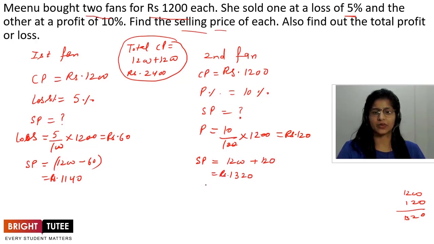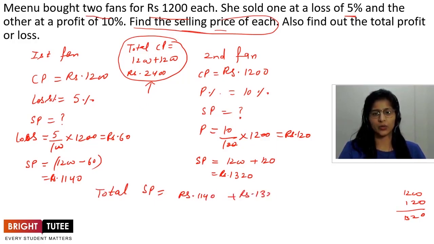1320 is the selling price of each. So this question we have answered, that find the selling price of each. Now the next is find out the total profit or total loss. We know total cost price. Let's find total SP. SP is rupees 1140 plus rupees 1320.